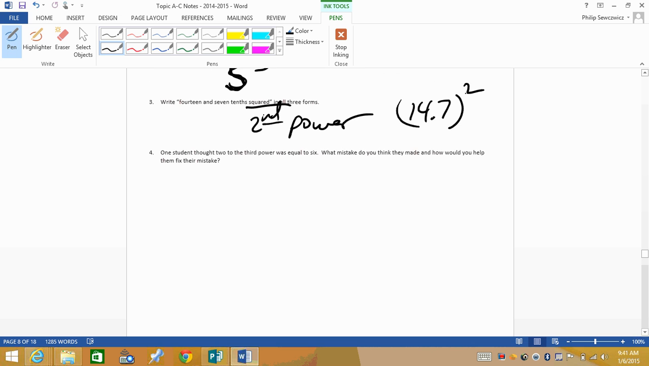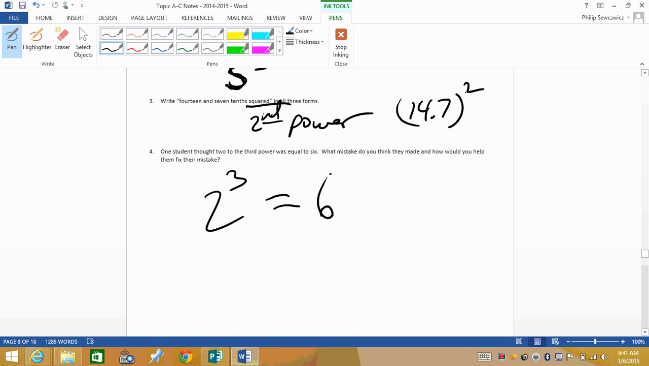And again, this happens a lot. One student thought 2 to the third power was equal to 6. What mistake do you think they made? And again, it's common. A lot of people are like, yay, 2 times 3. No. There's small little numbers. You got to treat them differently here.